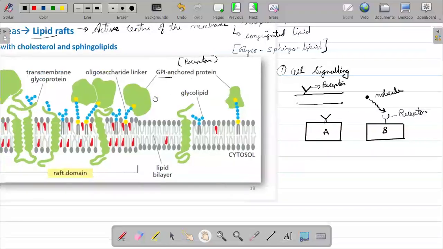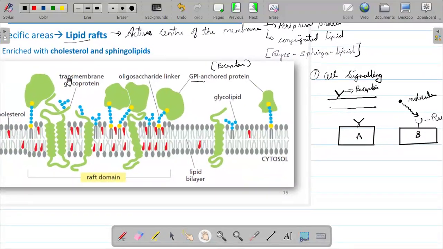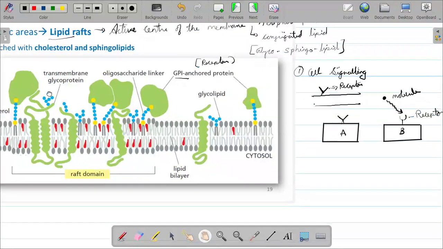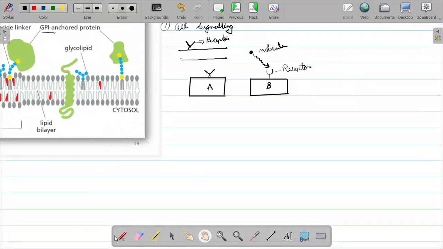Next, we will be having cholesterol and transmembrane glycoproteins. A lot of proteins are there. I'll tell you in a simple way. I have an organism here. Say that it is your WBC.